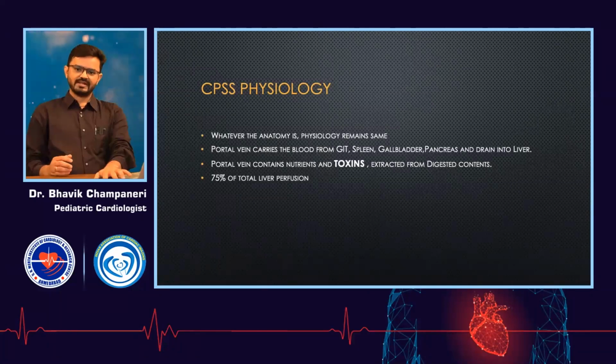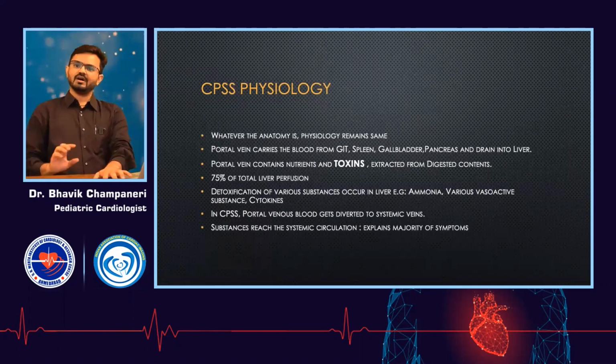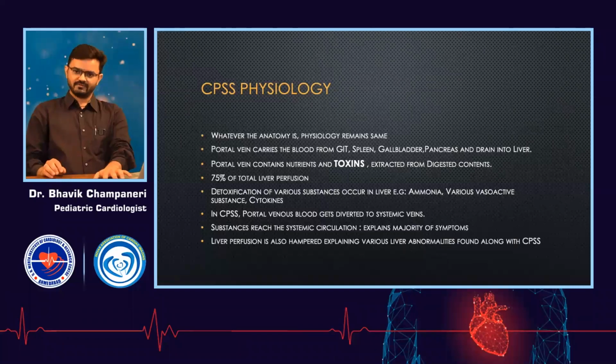Detoxification of various substances like ammonia, vasoactive substances, and cytokines occurs in the liver. In CPSS, the portal venous blood is diverted to systemic veins. Along with that, these toxins also reach the systemic veins, and because of the availability of these toxins in systemic circulation, they give rise to various manifestations of CPSS. In addition, liver perfusion is also affected, and that explains the majority of liver-related symptoms found in patients with congenital portosystemic shunt.